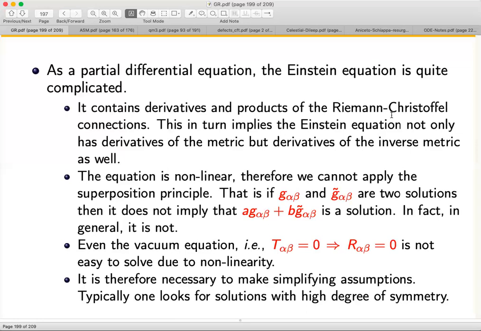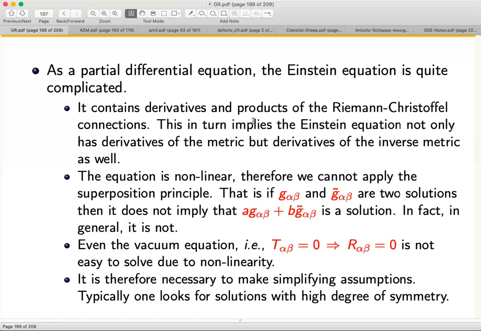Now we don't do anything like this when we write down field equations, whether you are doing quantum field theory, classical field theory, or classical mechanics, for example. But in general relativity, you don't have a choice. Your Riemann-Christoffel connection has G alpha beta and G alpha beta inverse, and therefore you are forced to have an equation involving both the field variable G alpha beta and its inverse and their derivatives. So that is one thing which already makes the equation quite complicated.